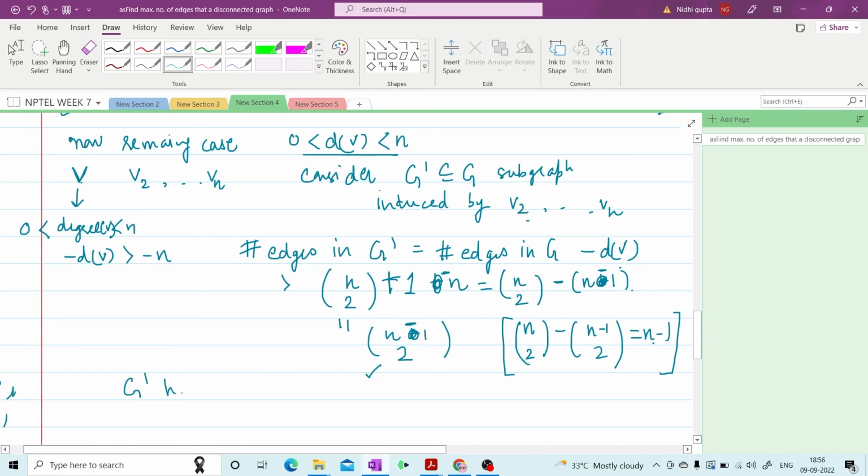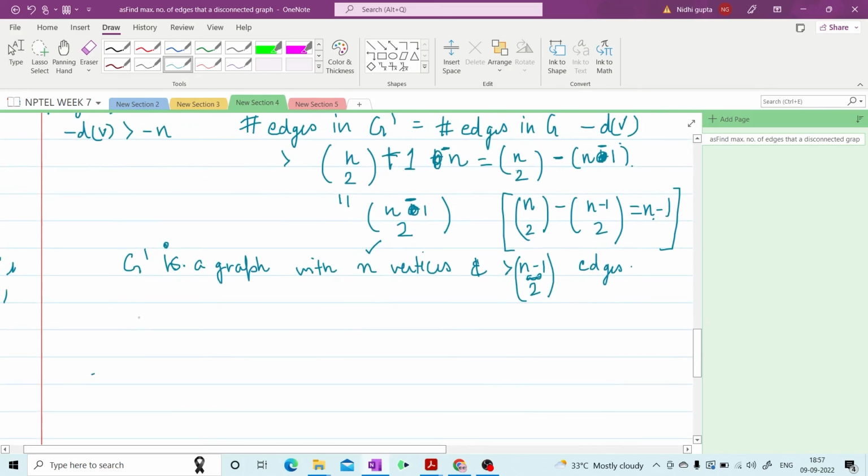So we see that G dash is a graph with n vertices and greater than n minus 1 choose 2 edges. Therefore, by the induction hypothesis, G dash is connected.